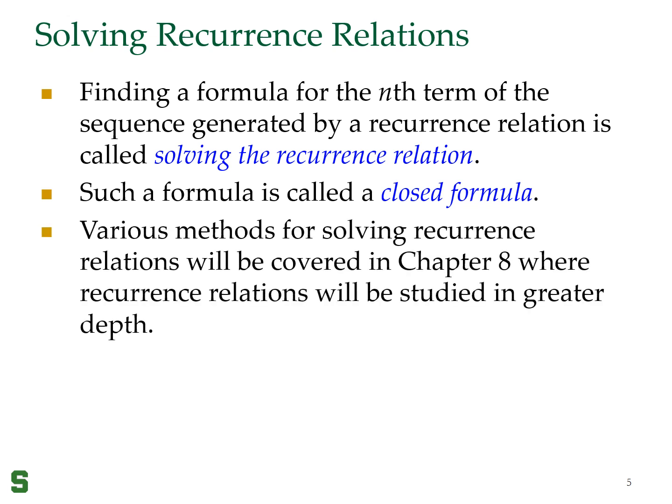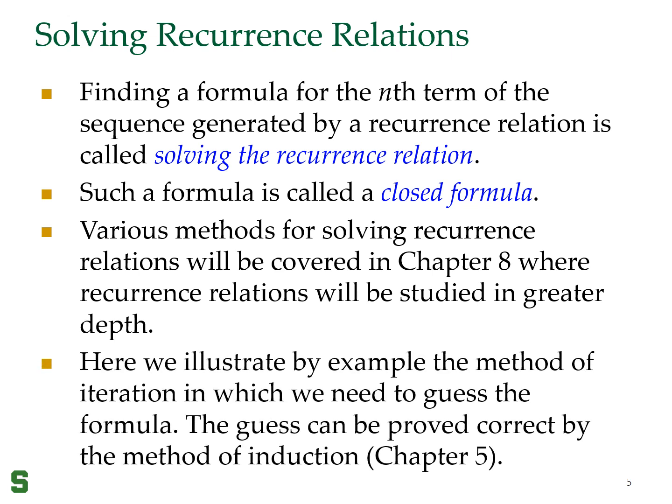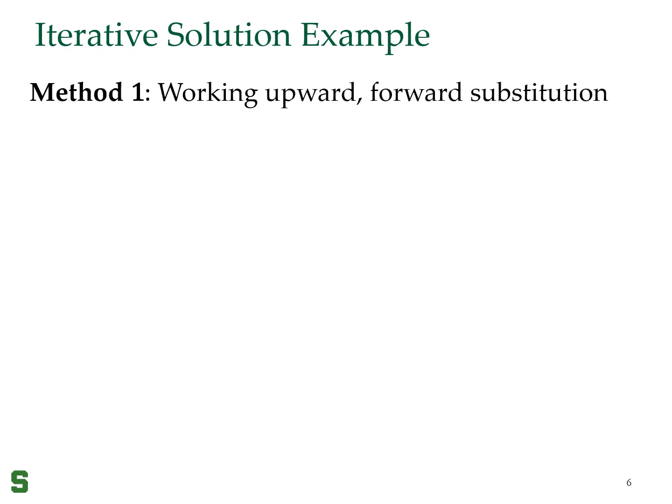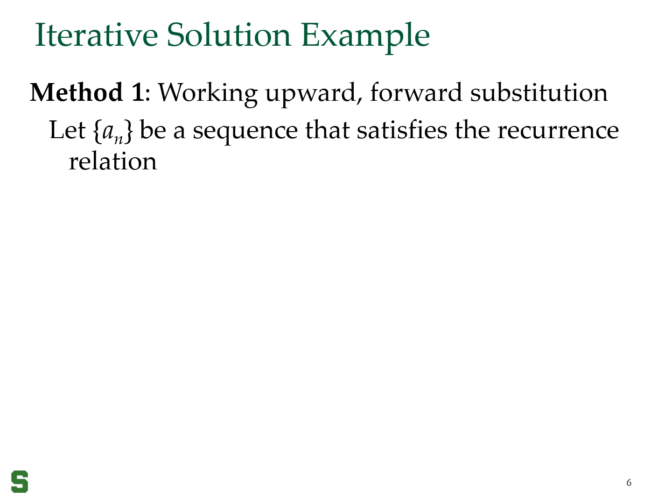There are lots of different ways we can solve a recurrence relation. We will study this in more depth in chapter 8. But right now, we will look at some patterns to figure out what the closed form formula is likely to be. One method to do this is forward substitution.